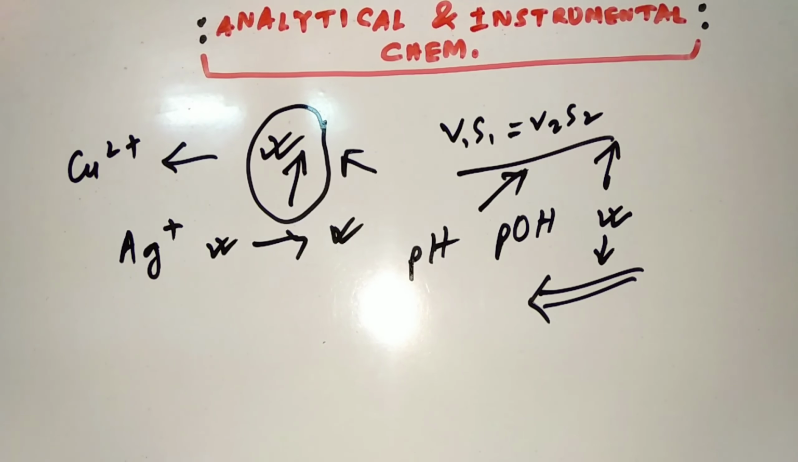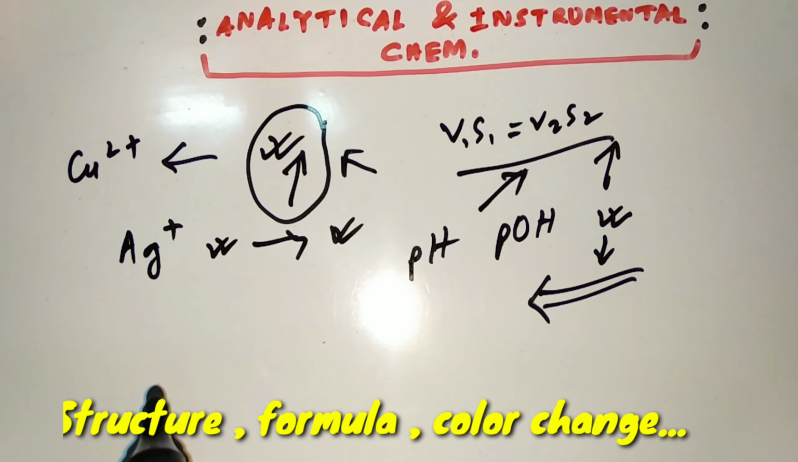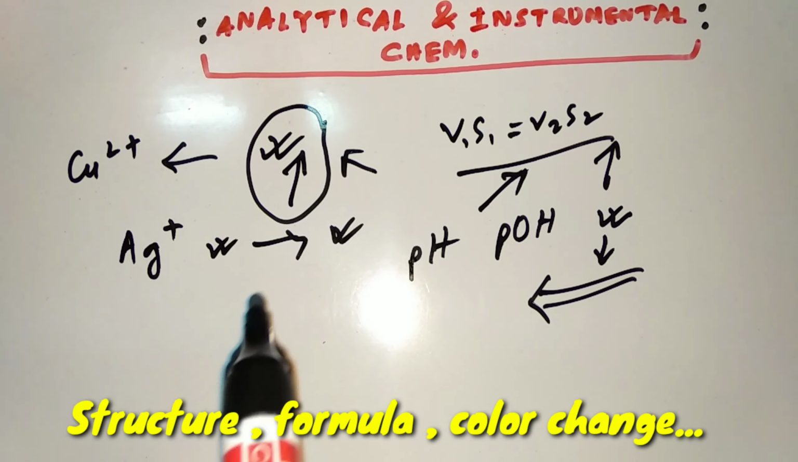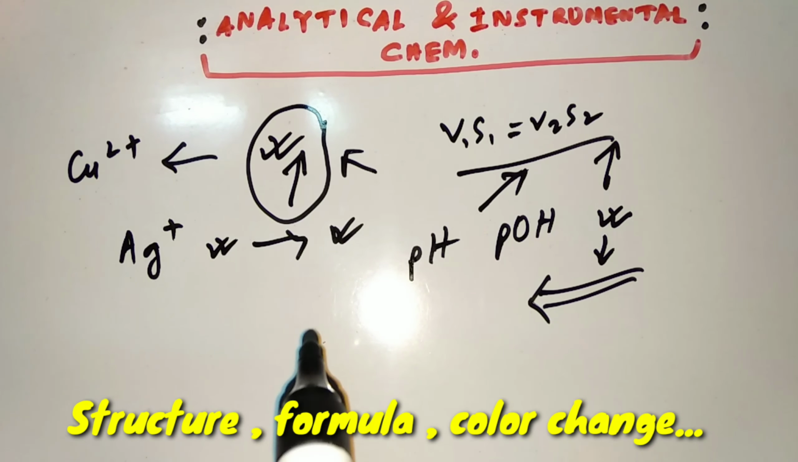Now coming to another topic, that is indicators and their color change. First take an indicator, then know its formula, then its structure, and finally its acidic color and basic color and how they interconvert. So structure, formula, acidic color and basic color. And different types of indicator along with the pH dependency of those indicators. So this is all about the indicators.